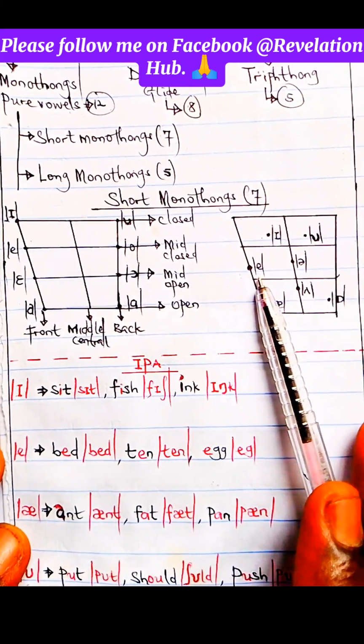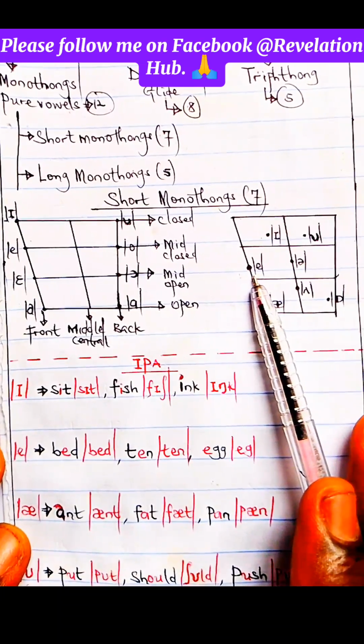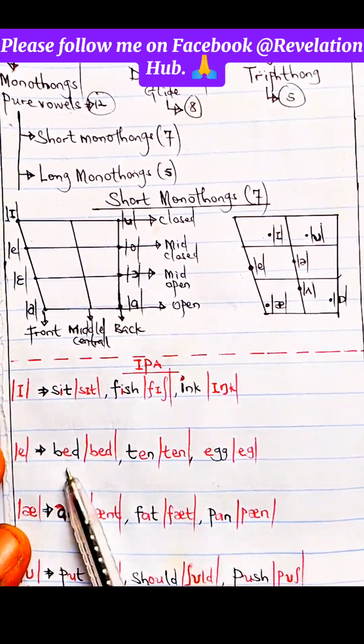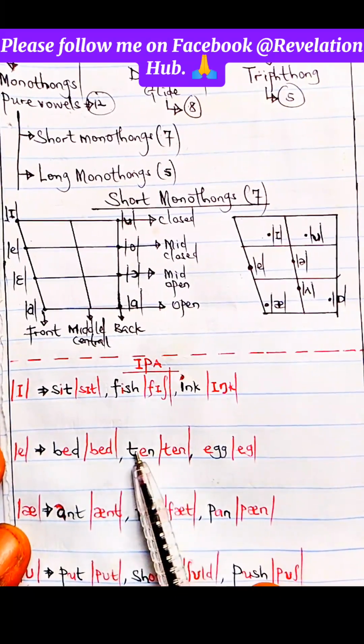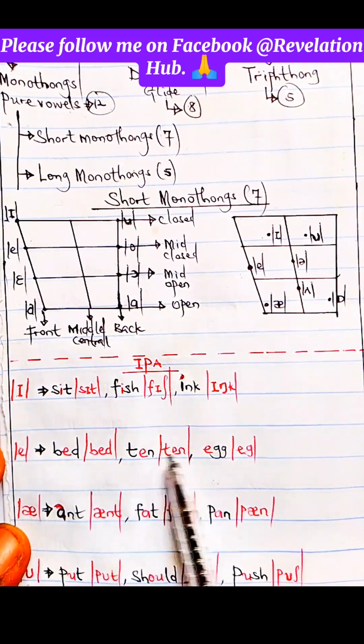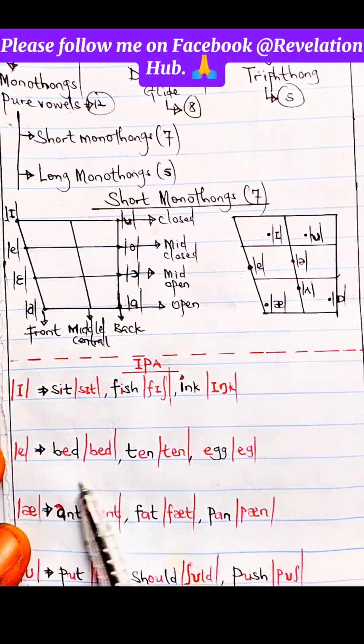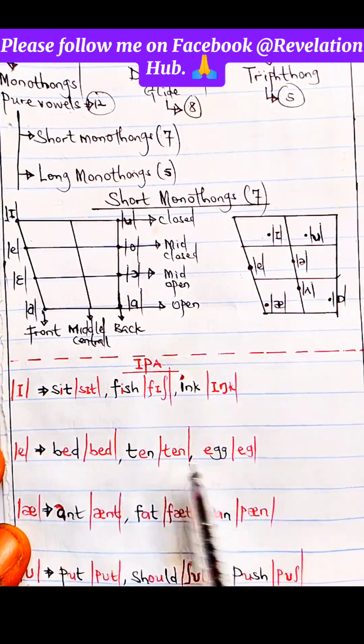Now, the short E sound is very close to the mid-open. In short, it's right in between the mid-close and the mid-open. And when you produce a short E sound, the lips are slightly spread. So that's it: the E sound as in bed, ten, and egg.